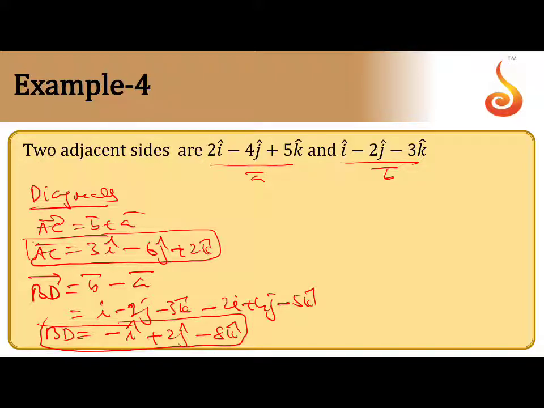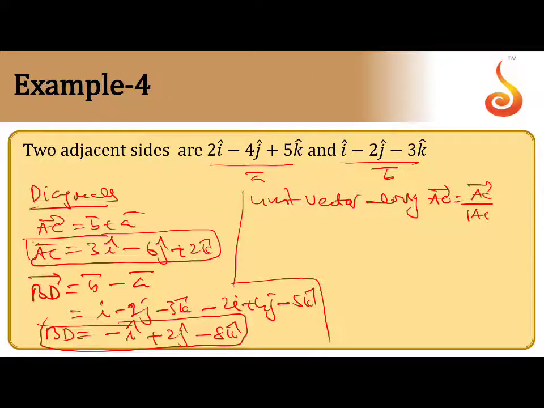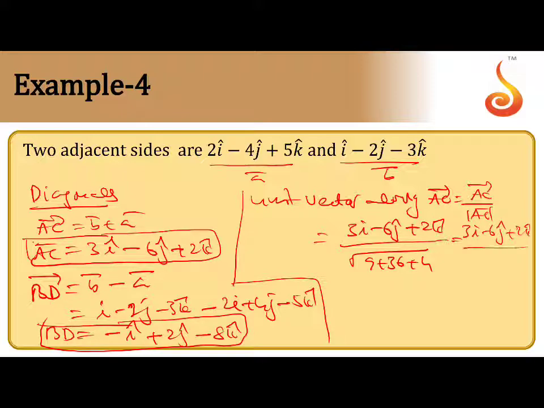So what they are asking: find a unit vector along the diagonals. Unit vector along AC, unit vector along BD. So let us take the unit vector along AC. That is nothing but AC bar by the length of AC. What is the AC vector? 3i minus 6j plus 2k by root over 9 plus 36 plus 4. This is root 49, that gives 7. So 3i minus 6j plus 2k by 7.